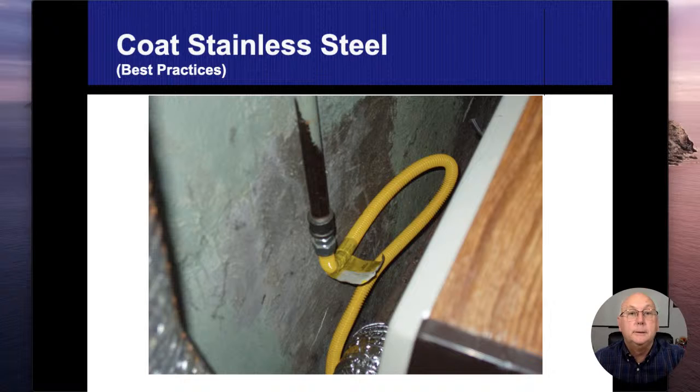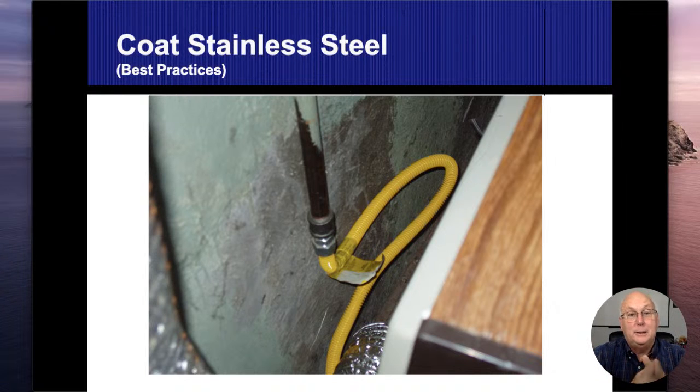Coated stainless steel or CSST. These are flexible gas lines. These are designed to go through structures, and they usually will have a manifold right where the gas enters the building, and we're going to have one of these lines going to each one of the different appliances, and there'll be a separate shutoff for each one of those lines.